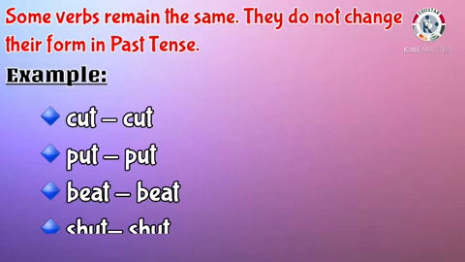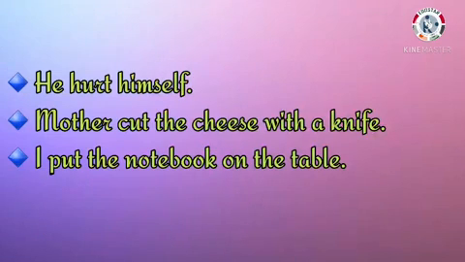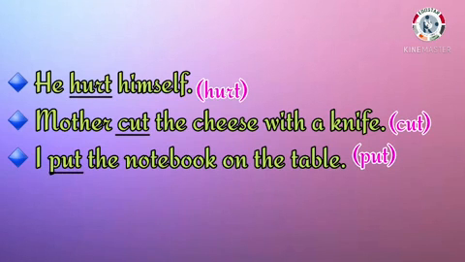For example, here cut becomes cut only, put put, beat beat, shut shut, hurt hurt, let let, quit quit, set set, and many more examples are there. In sentences, he hurt himself. Mother cut the cheese with a knife. I put the notebook on the table. Here the verbs hurt, cut, put are in simple past form. Dear children, remember these simple past tense rules.